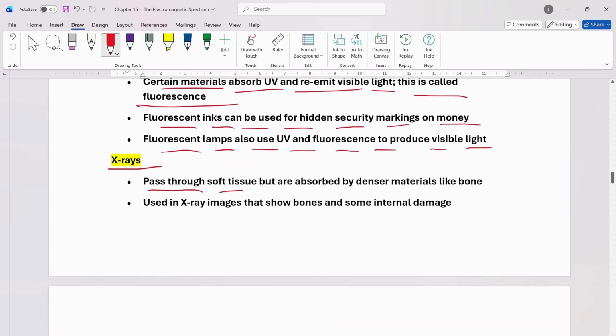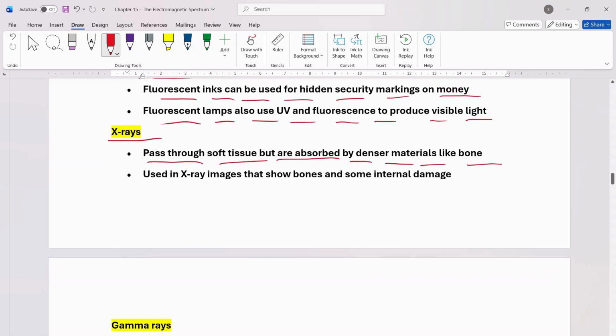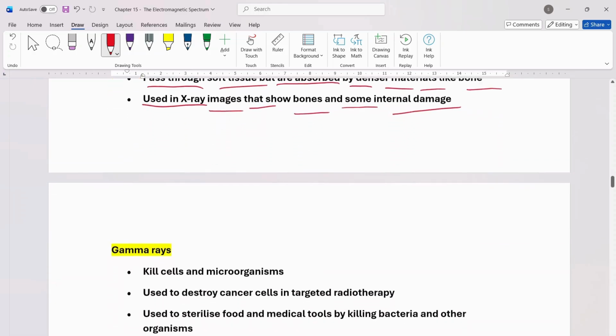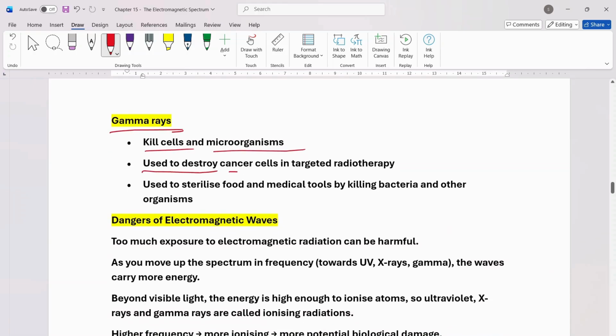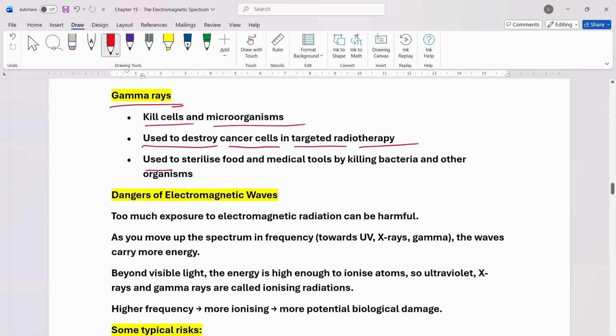X-rays pass through soft tissues but are absorbed by denser material like bone, used in X-ray images that show bones and some internal damage. Let's talk about gamma rays. They kill cells and microorganisms, used to destroy cancer cells in targeted radiotherapy, and used to sterilize food and medical tools by killing bacteria and other organisms.